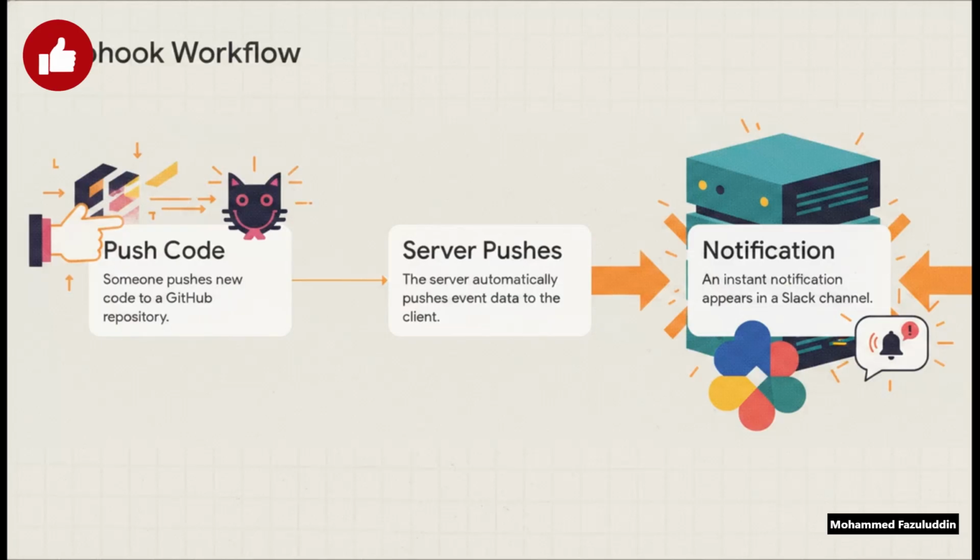You can really easily visualize this push mechanism through a workflow developers use literally every day. Let's say someone pushes new code to a GitHub repository. That's our triggering event. Because a webhook was configured beforehand, the GitHub server immediately pushes that event data out, and bam, an instant notification appears right in your Slack channel. Slack didn't have to sit there asking GitHub if new code was there. The webhook just delivered it automatically. It's a real game changer for efficiency.